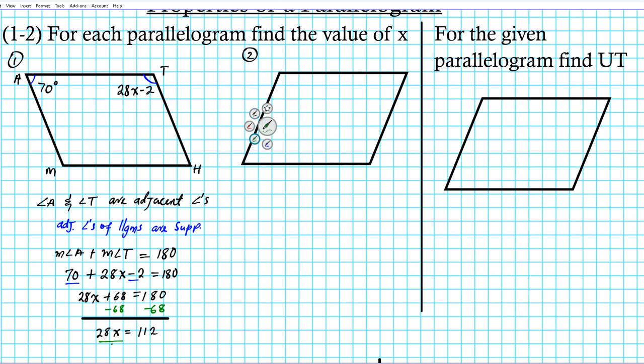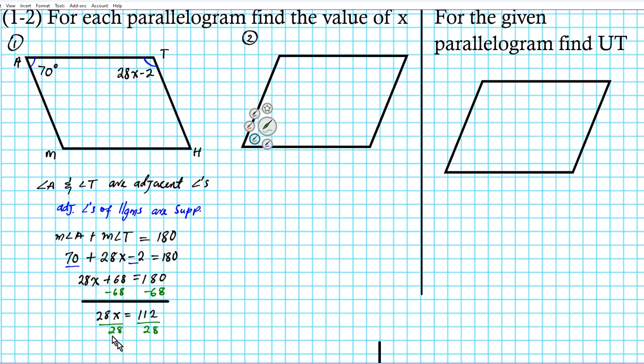Then divide both sides by 28. That will result in the isolation of x. 112 divided by 28 is 4. So you're going to get the answer for number 1: x is equal to 4. Okay, so that's that.